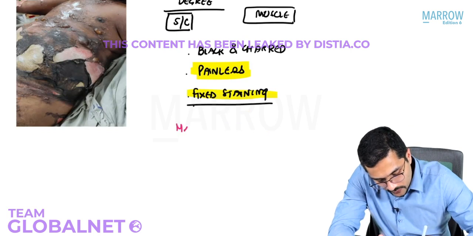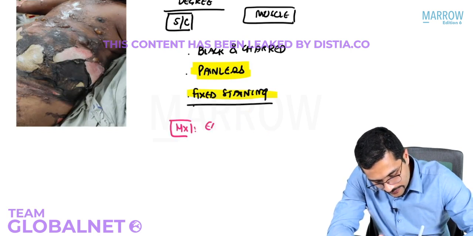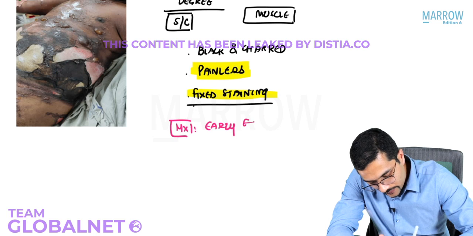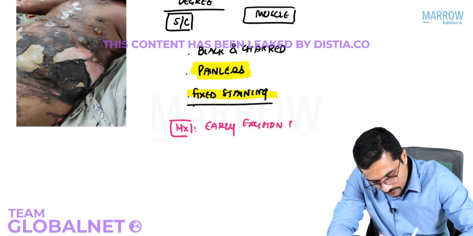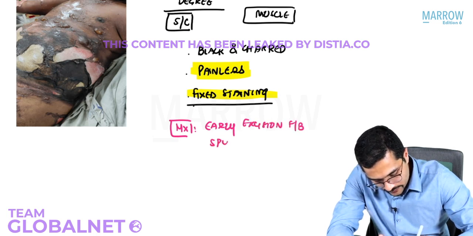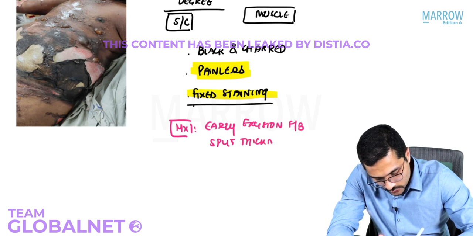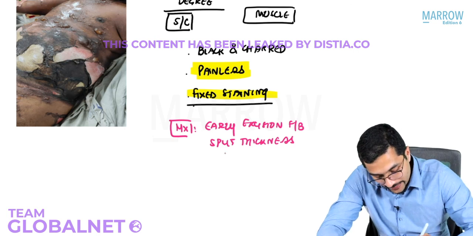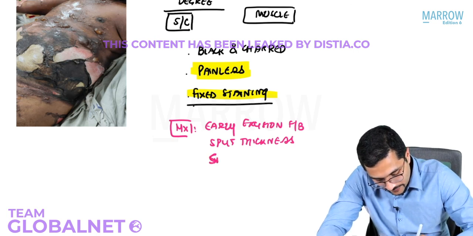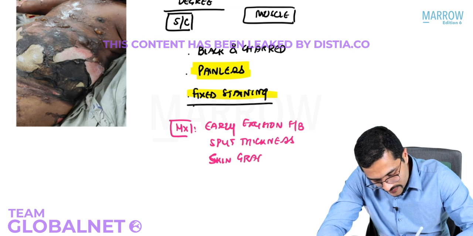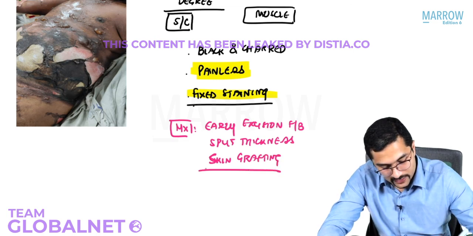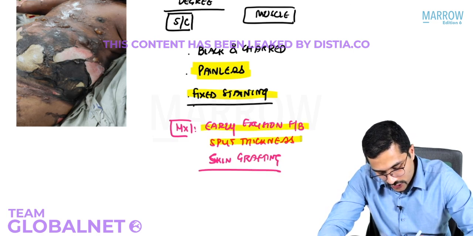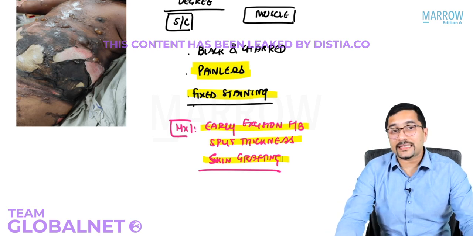The management of third and fourth degree burns is early excision, followed by split thickness skin grafting. So they will not heal on their own. You have to excise that area and carry out split thickness skin grafting in these patients. That is the only way you can manage third and fourth degree burns.